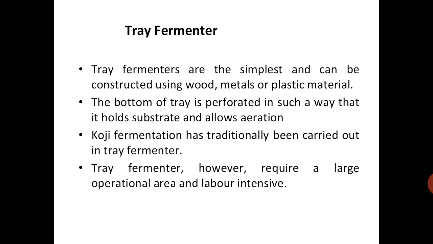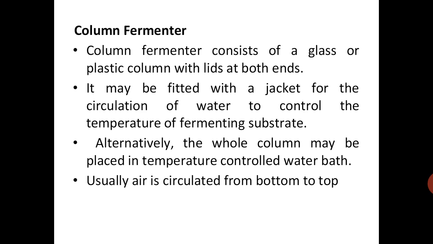Second type is tray fermenter. The tray fermenters are simplest and can be constructed using wood, metals or plastic materials. The bottom of the tray is perforated in such a way that it can hold the substrate and allows adequate aeration. Koji fermentations are usually carried out using this fermenter. Tray fermenters, however, require large operational area and are labor intensive.